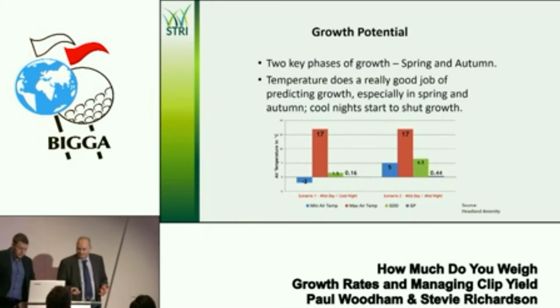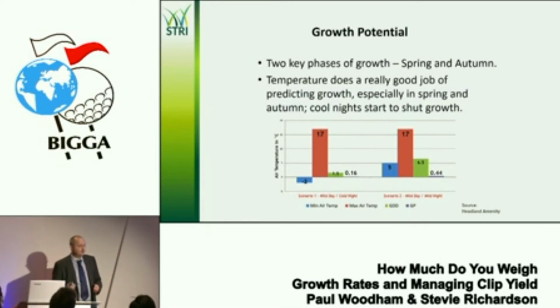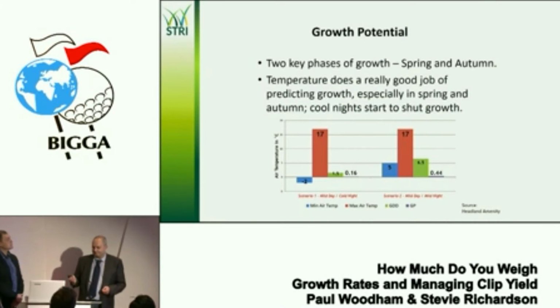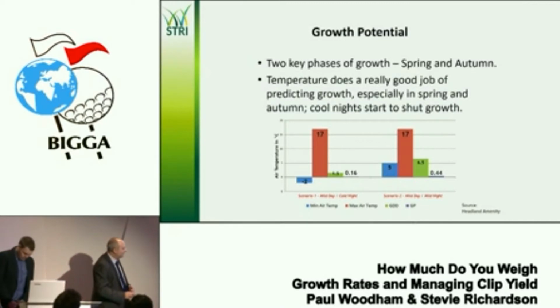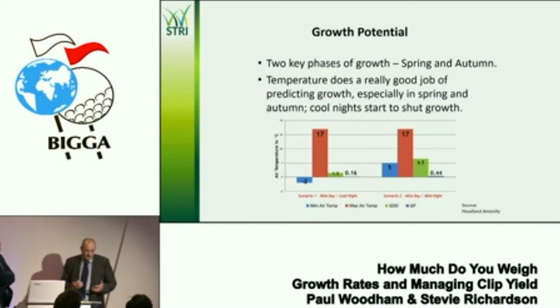Think about growth potential. There are two natural key stages of growth, certainly with cool season grasses, in the spring and the autumn period. And I don't need to tell you what a challenge the spring period is. The nighttime temperatures really are going to put a brake on what growth potential you're going to get. You can see in this scenario here, we've got two daytime temperatures of 17 degrees C. The difference is, in this scenario, we've got -2 in the night time compared to 6.5 degrees in the nighttime in scenario 2. And that changes our growth potential from 0.16 to 0.44. We need to be at about 0.4 before we start to see some growth.